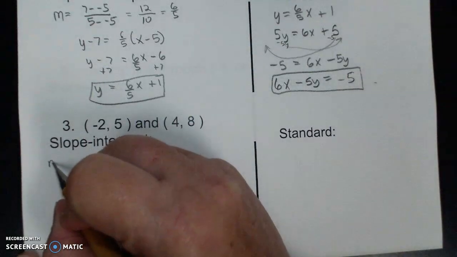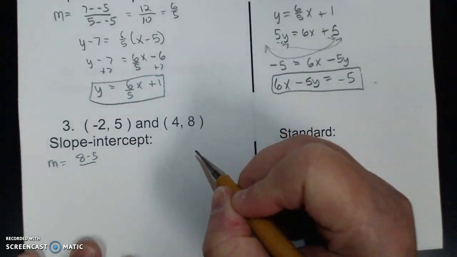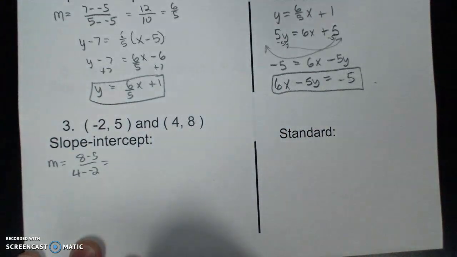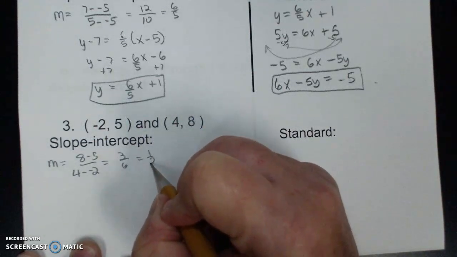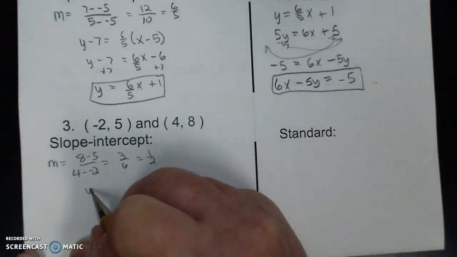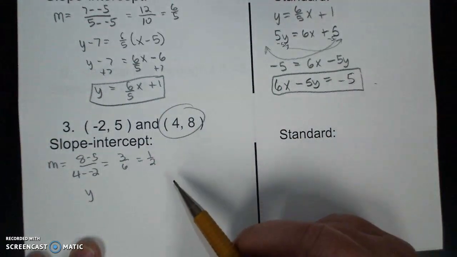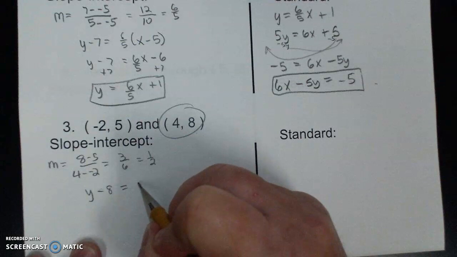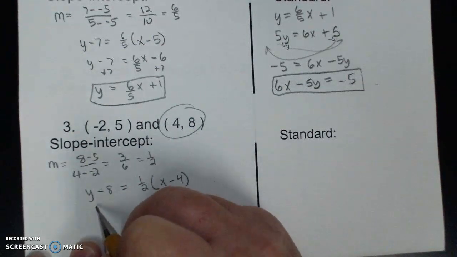This one, I'm going to do the slope, 8 minus 5, 4 minus a -2, 3 over 6 equals 1/2. That's my slope. Point slope, I'm going to use this one. I like using this one. You can use either one. I like using that one because they're positive. Y minus 8 equals 1/2 of x minus 4.